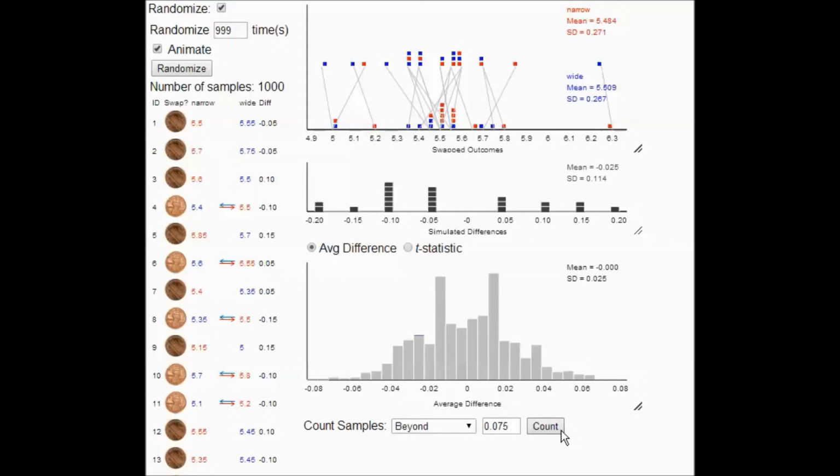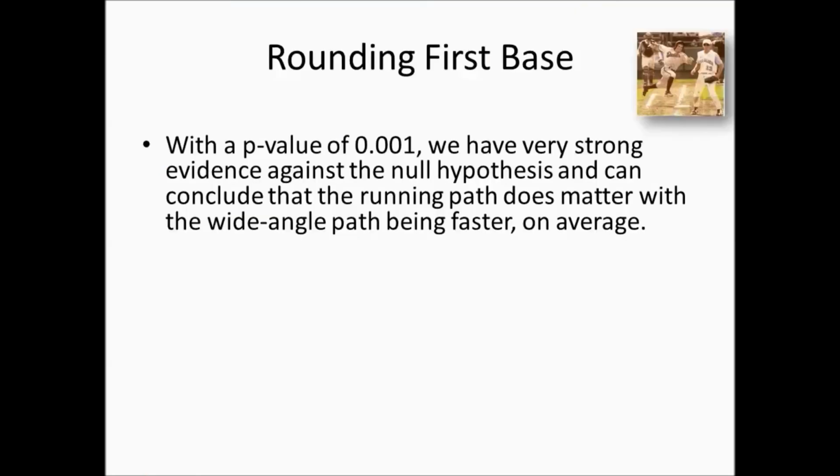We see that our actual mean difference of 0.075 seconds is way out in the tail, and only 1 out of the 1,000 repetitions was beyond 0.075 or a negative 0.075. Therefore, our p-value is 0.001. With a p-value of 0.001, we have very strong evidence against the null hypothesis and can conclude that the running path does matter, with the wide angle path being faster on average in the long run.